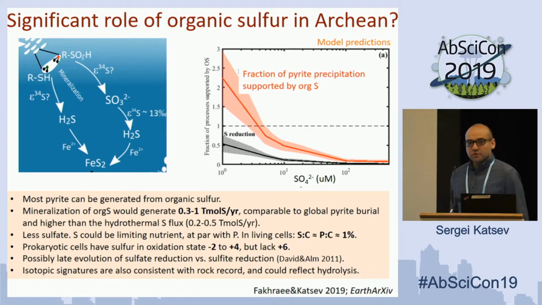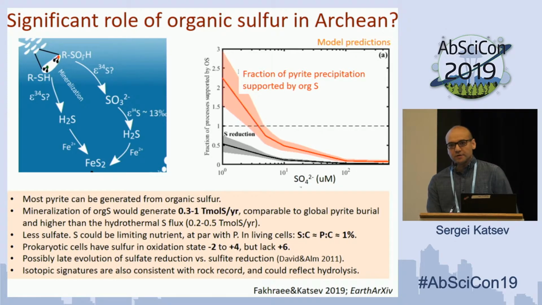And this also seems to suggest that you don't need as much sulfate in the water column. If you look at the sulfur to carbon ratio in living cells, it's pretty similar to the phosphorus to carbon ratio, about 1%. So at these levels, sulfate could have been a limited nutrient for life. Depending on what you believe about Archean productivity, mineralization of organic sulfur could generate enough sulfur to account for global pyrite fluxes. And it's comparable to the flux of sulfur from the hydrothermal system, or actually exceeds that flux. So organic sulfur probably needs to be considered.